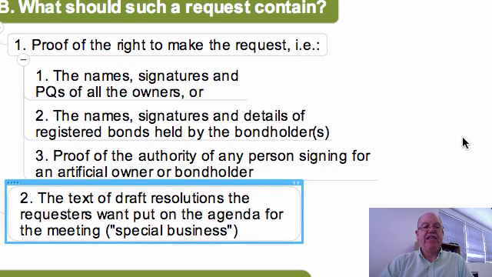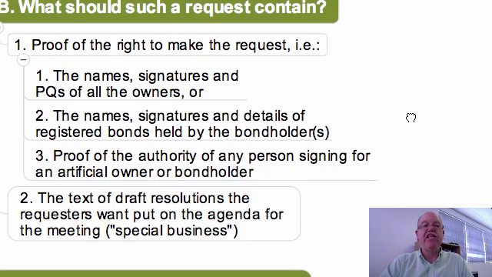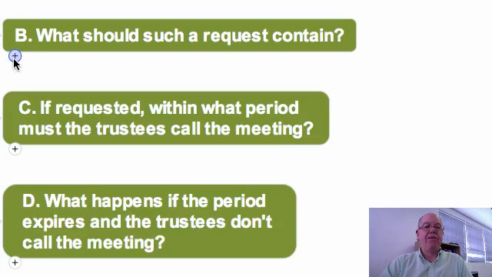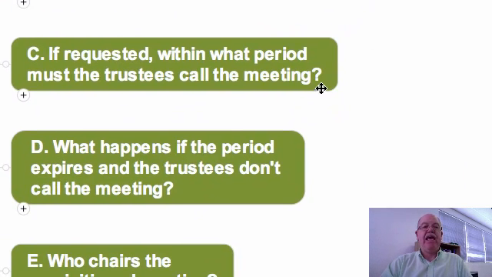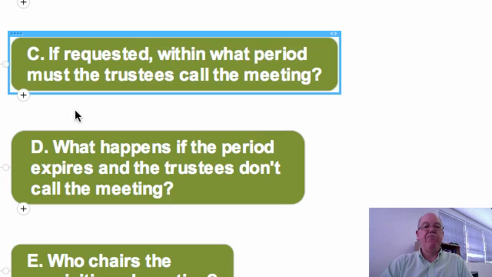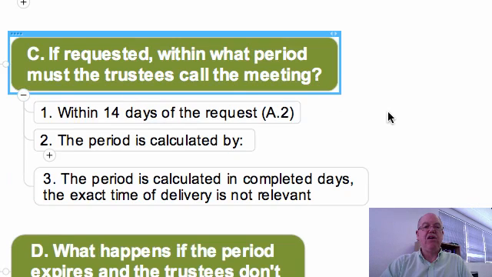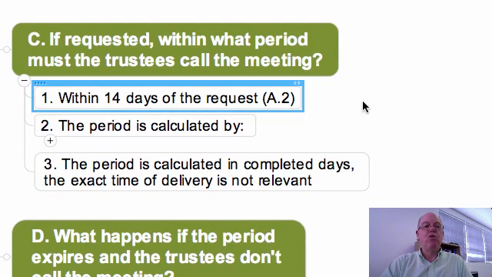It should set out the text of any draft resolutions that the requesters want put to that meeting so that they can go on the agenda, whether or not they are unanimous or special resolutions. If requested, within what period must the trustees call the meeting? Well, they must call the meeting within 14 days of request.